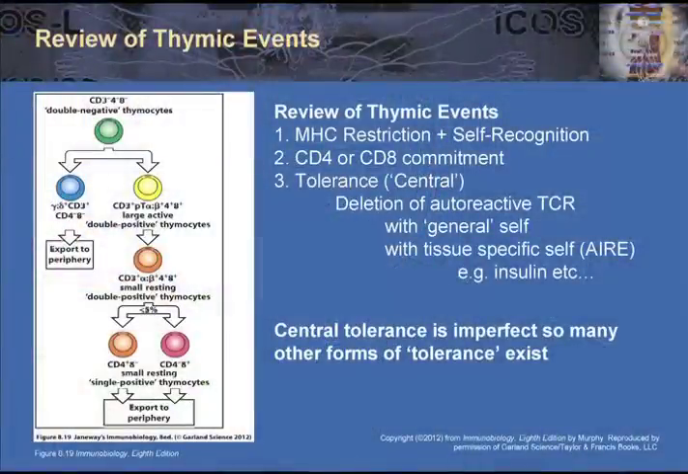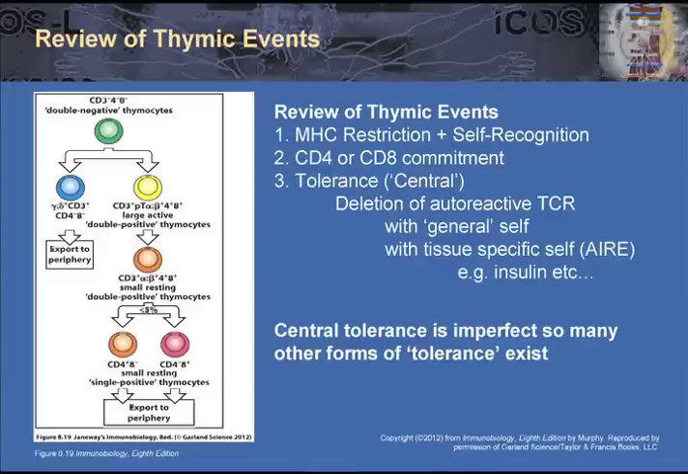So let's review this. We start off with the double positive T cell, and in the thymus, these T cells become restricted to a particular HLA and to learn how to recognize self. That's MHC restriction. The second process is the commitment of the CD4 or CD8 cell from a double positive precursor. And finally, central tolerance is generated by the deletion of autoreactive T cell receptors with either general self-proteins or with tissue-specific self-proteins, insulin and so forth.